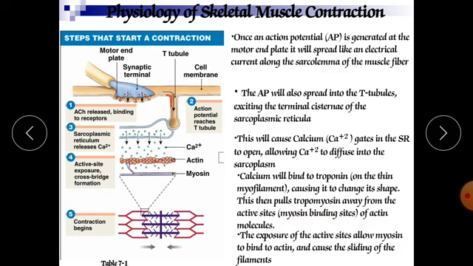See, the exposure of these active sites allows myosin to bind with the actin. Our primary goal or end point is that myosin should bind with the actin. Then and only then the contraction will occur. See here, the contraction has occurred. The bands have come closer, overlapping one another and causing the sliding of the filaments. The filaments have slid one over the other.